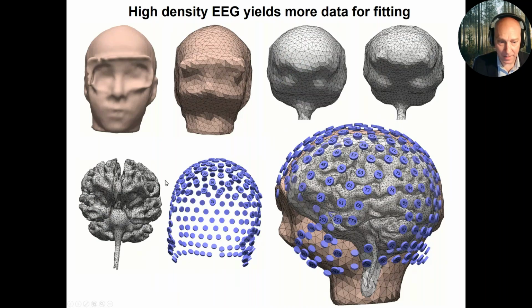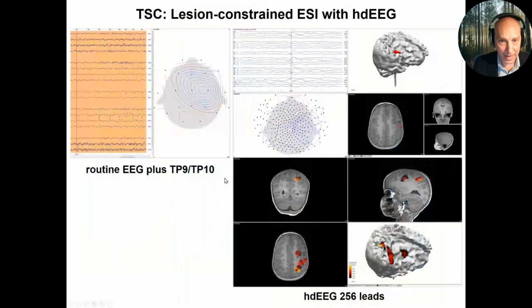And here is the forward model of the patient's own brain. And when we applied lesion-constrained ESI with high-density EEG, the solutions turned out to be really highly accurate. So here is a patient with tuberous sclerosis complex who has spikes in C4. I'm sorry that the electrode labels fell off. And you can see the low electrode count. This was done in Curry 7.